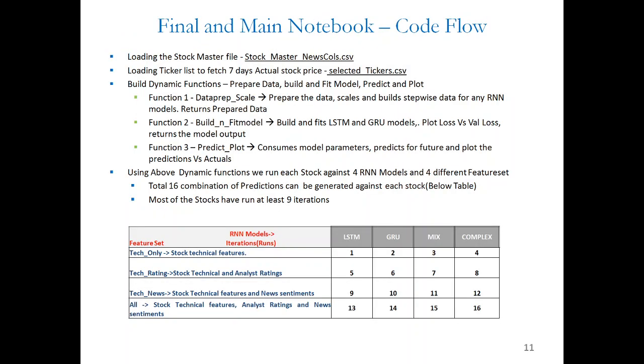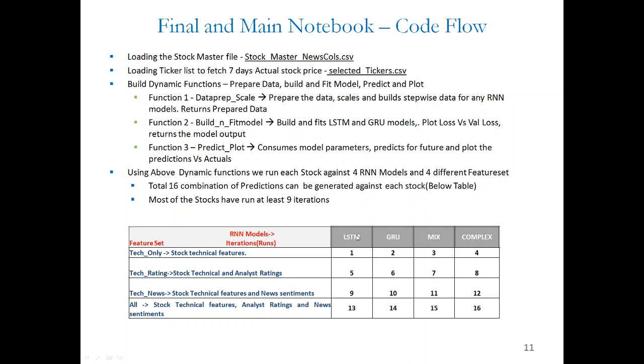Okay, so here are the steps overlaid on what I do: loading the stock master, loading the ticker list, and building dynamic functions, which are the functions I was speaking about. On the bottom here we have the feature set. I'm not running the entire model against all the features; I'm conditionalizing the features. I choose only the technical features once, then technical features and analyst ratings, technical features and news sentiments, and technical features and the whole data set at once. And then I have 4 different models.